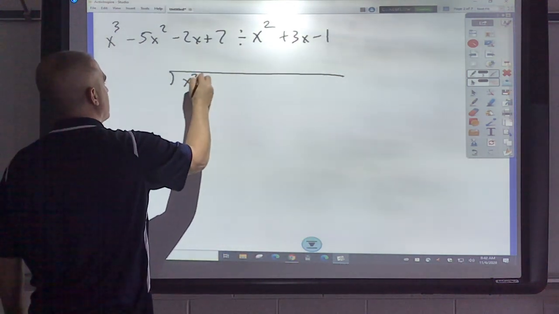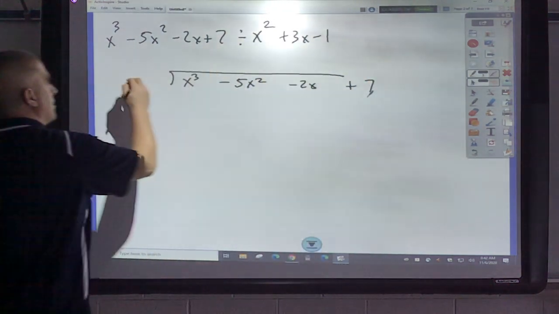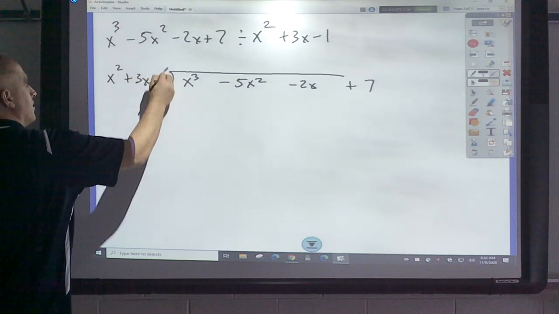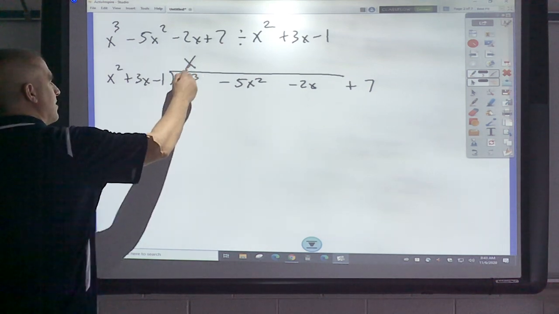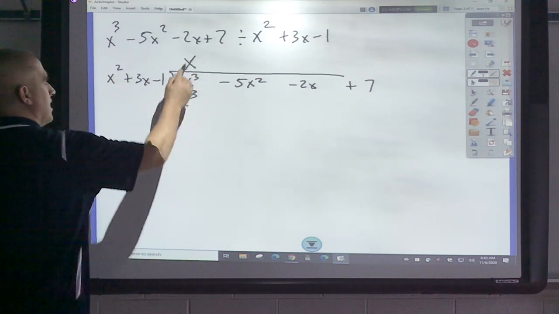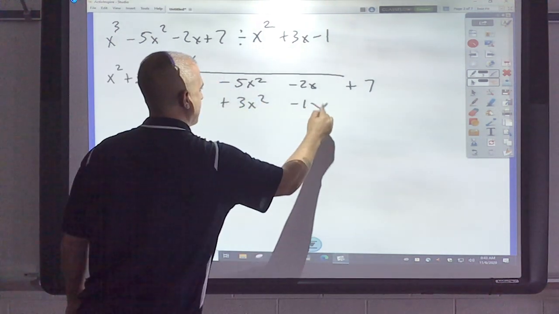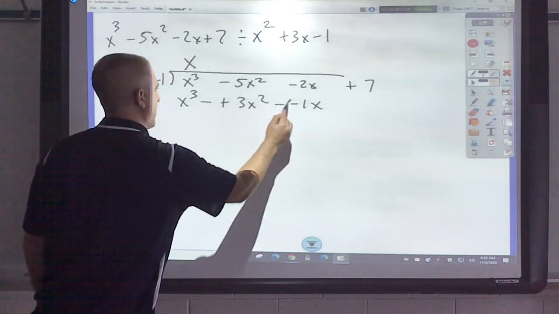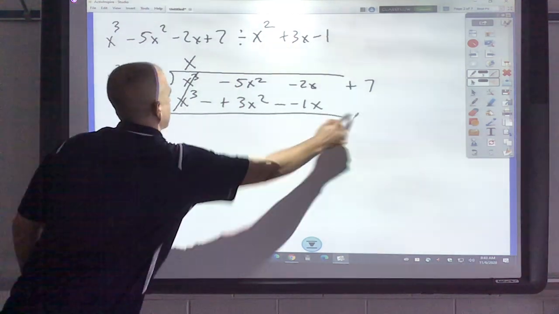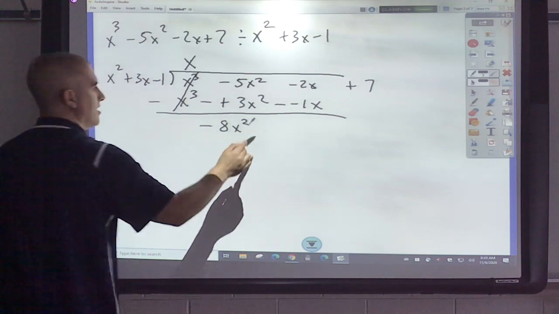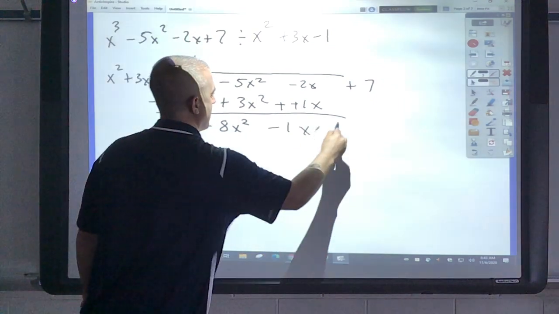So I got x cubed minus 5x squared minus 2x plus 7 divided by x squared plus 3x minus 1. What times x squared would give me x cubed? That would just be x. So that would be x cubed. X times this would be positive 3x squared. X times negative 1 would give me negative 1x. Once again, I am doing subtraction. So this basically goes away. Negative 5 minus 3 would be negative 8x squared. Negative 2 minus negative 1, those basically become positive. So that'd be minus 1x with a plus 7.